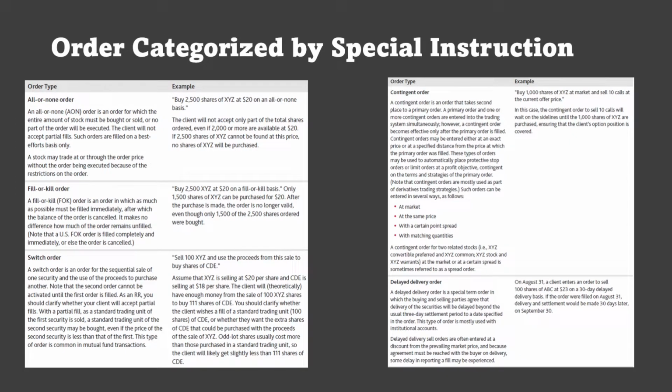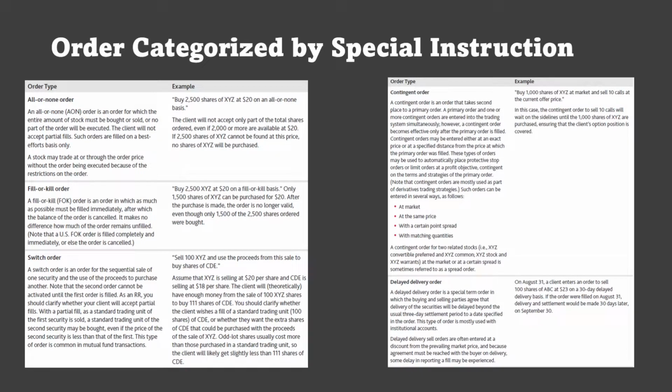There's also the all or none order. This is an order for which the entire amount of stock must be bought or sold, or no part of the order will be executed, and the client will not accept partial fills. There's also a fill or kill order, and this is an order in which as much as possible must be filled immediately, after which the balance of the order is canceled.